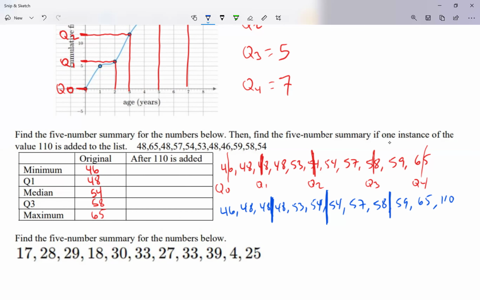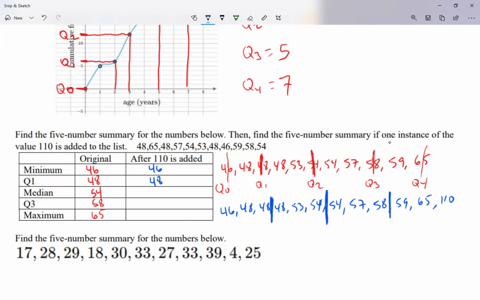So for my minimum, what's the smallest number that I see on my list? 46. All right, that's the smallest, the minimum. My quartile 1, I went in between 2 numbers. So what's the number in between 48 and 48? Well, it's the same thing, so I'm just going to write 48.